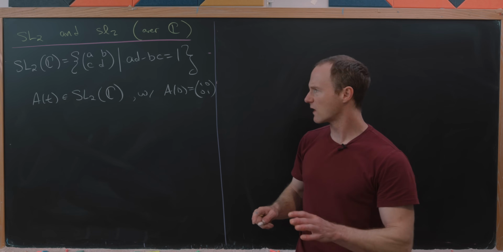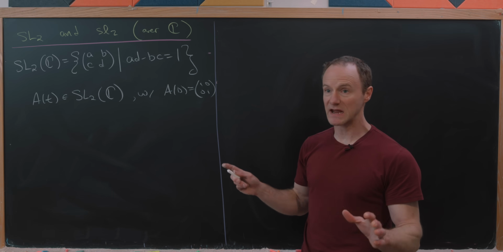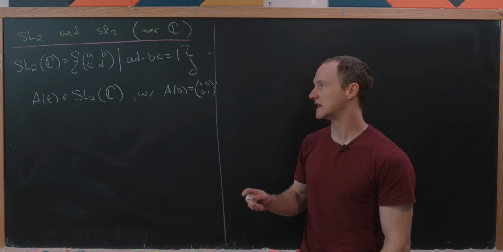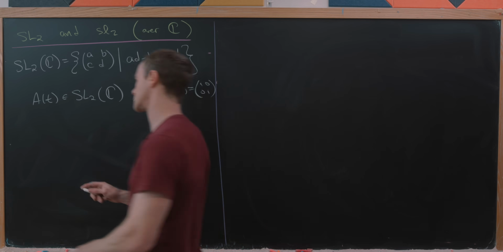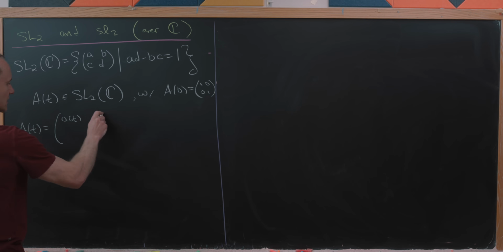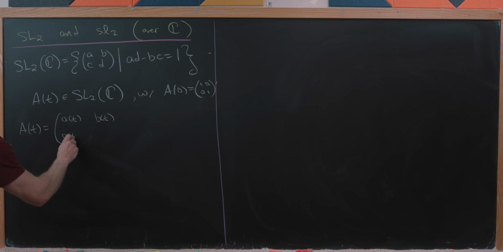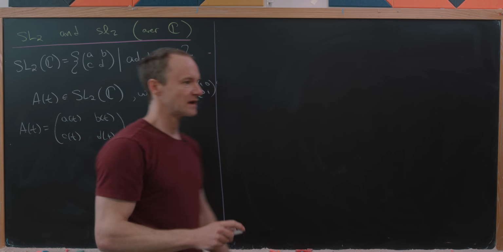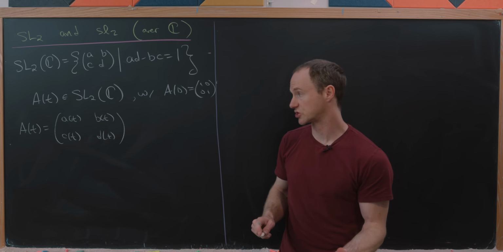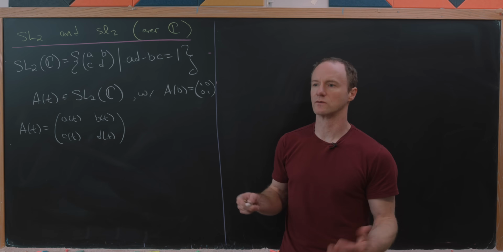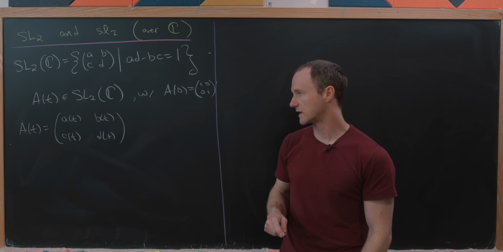But now I'm going to write this A of t, this curve that is built out of matrices inside of SL2, with its components. So in other words, I'm going to write capital A of t as the matrix little a of t here, little b of t here, we have c of t in this entry, and then d of t in this entry. And each of those are functions from perhaps the real numbers to the real numbers. So that's making our curve here.